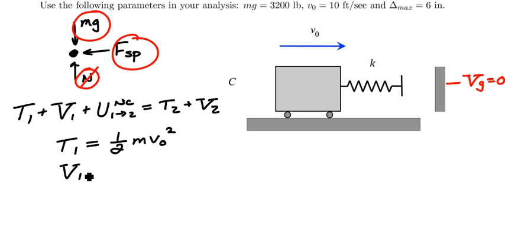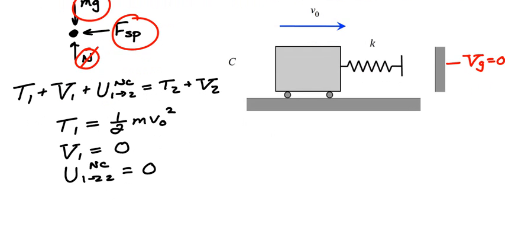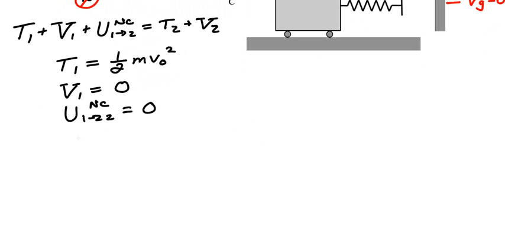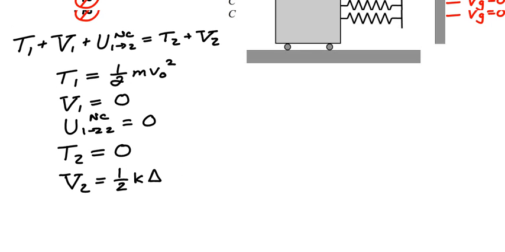Potential energy, you could count for mgh in each, but the way I've put my datum here, this is going to be 0. We know there's nothing in this problem which contributes non-conservative work, so I know the U1 to 2 non-conservative is going to be 0. At the point of max compression, the block will actually be changing direction, so it'll instantaneously have 0 velocity and 0 speed, so T2 will be 0. And then V2, the point of maximum compression, will simply be the amount of deflection in the spring, so this will be 1/2 times K times delta, I believe we call it delta max.